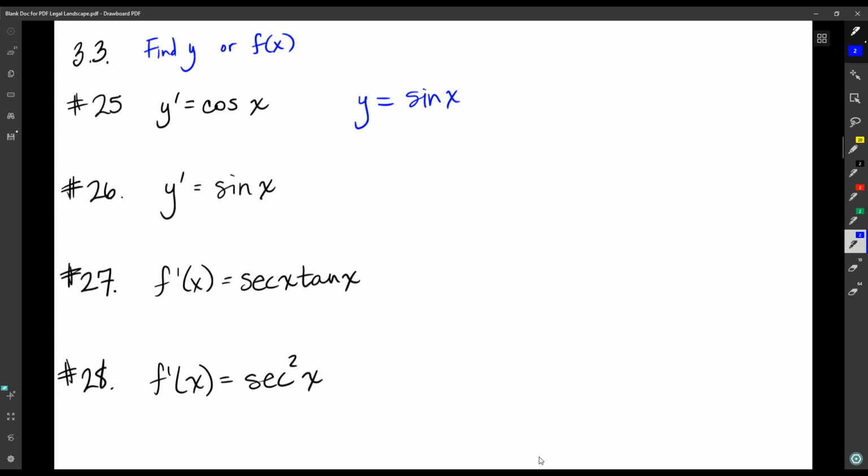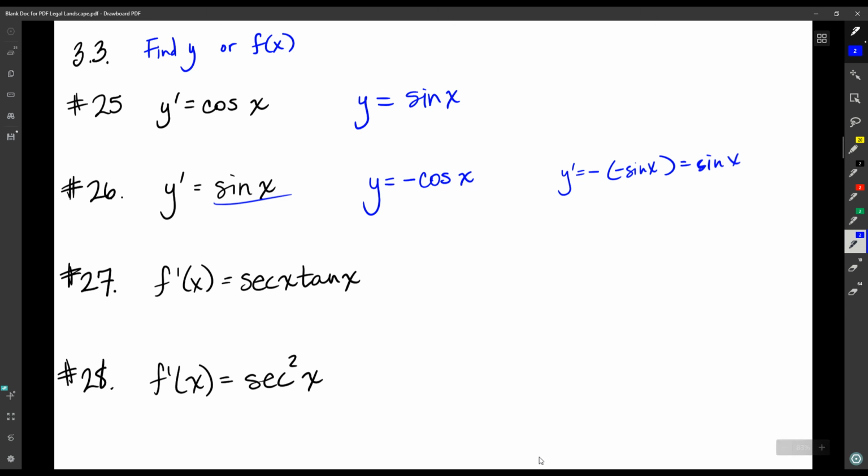Let's move to 26. What function has a derivative of sine of x? So we're going to start with y equals. I know that the cosine function has a derivative that's negative sine. We want the derivative to be positive sine. So it turns out then that this function is y equals negative cosine. You can kind of check your work over to the side. That means y prime would be negative cosine of x, or excuse me, negative sine of x. We'll delete that and come back in here. So that would be a positive sine of x, which is what we wanted.